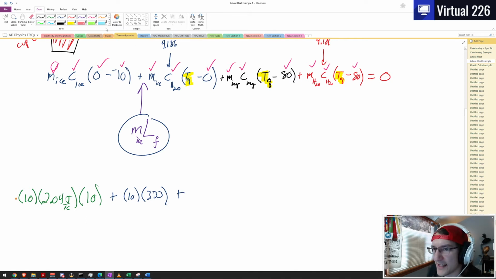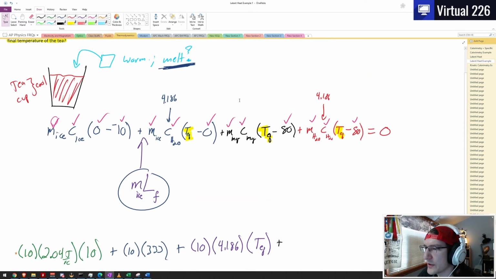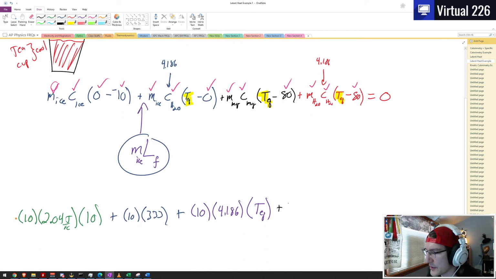And now we need to heat the ice that has melted. So we're going to get our 10 grams again, multiplied by 4.186. And then here, TEQ minus 0, where TEQ is the equilibrium temperature. And then we add the mass of the mug, which up in the problem we were given, the mass of the mug is 300 grams. The specific heat was 0.9, and then the equilibrium temperature minus 80.